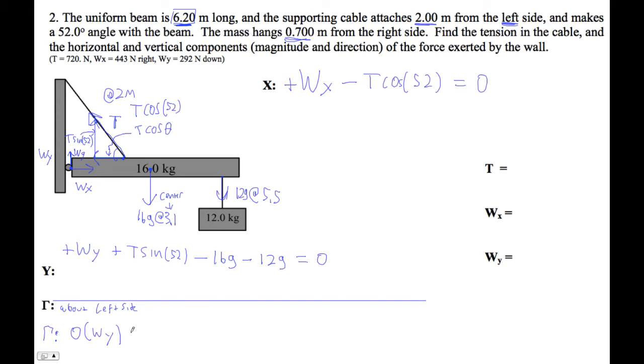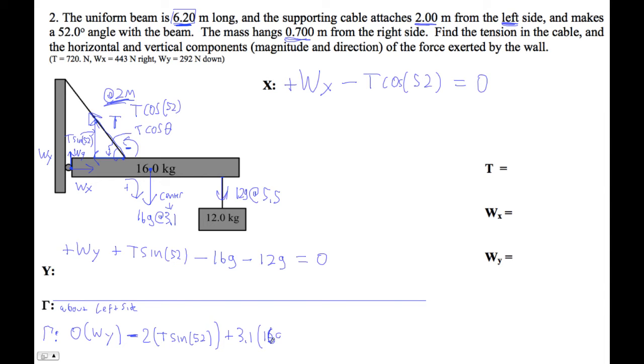Okay, and then we've got anti-clockwise. The cable is going to tend to torque that thing anti-clockwise. So minus 2 meters is where the cable is attached, right? Times T sine theta, so sine 52. Okay, and then this is going to be a positive torque about that point there, right? If that were the only force acting, it would make it spin like a clock. It would go clockwise. All right, so plus 3.1 times 12 times 9, whoops, 16, sorry.